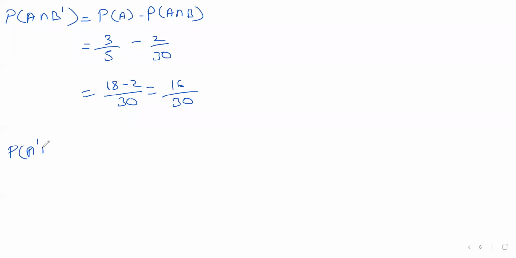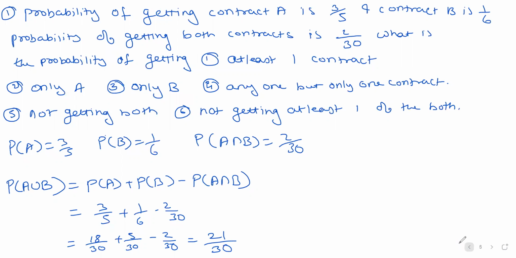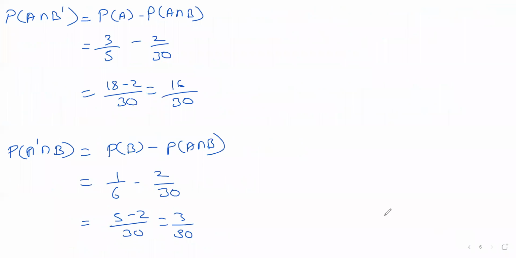Only B. So A complement intersection B. That is P of B minus P of A intersection B. It is 1 by 6 minus 2 by 30. Next. Anyone but only one contract. Anyone but only one contract means either only A or only B. So I will just add them. That is 19 by 30.